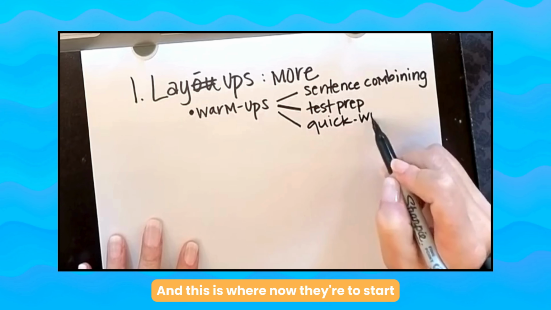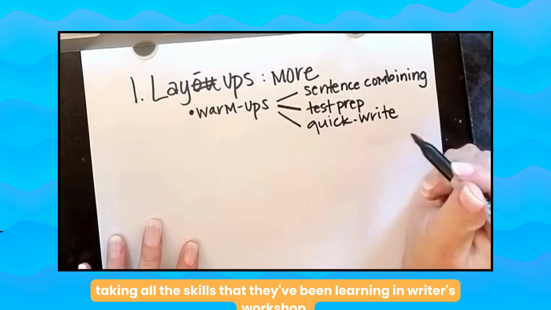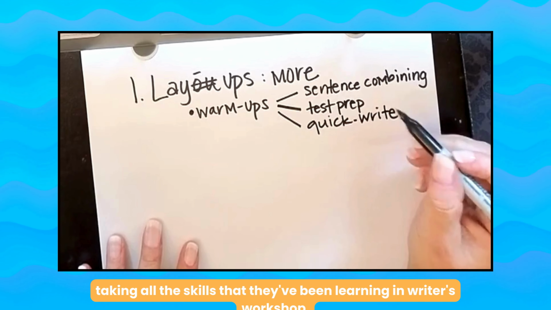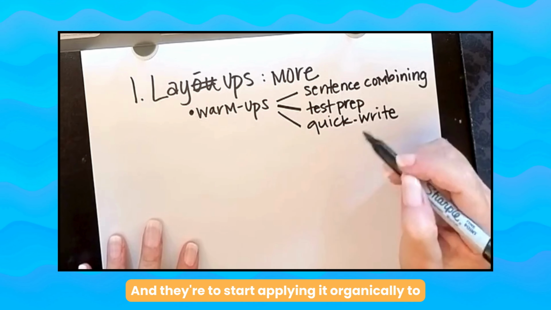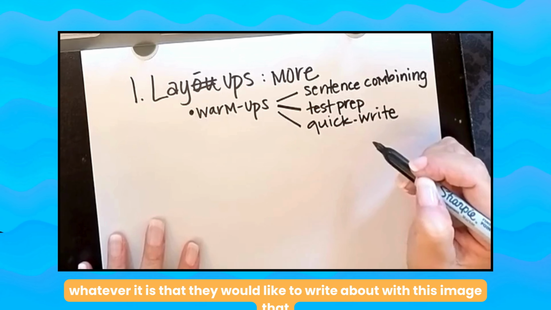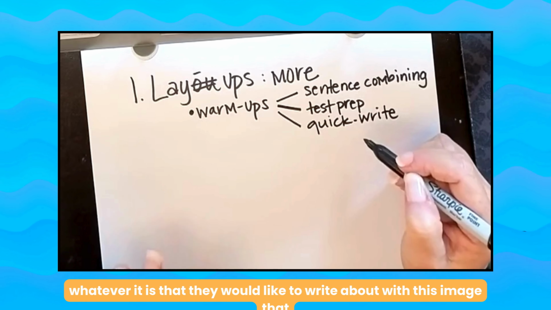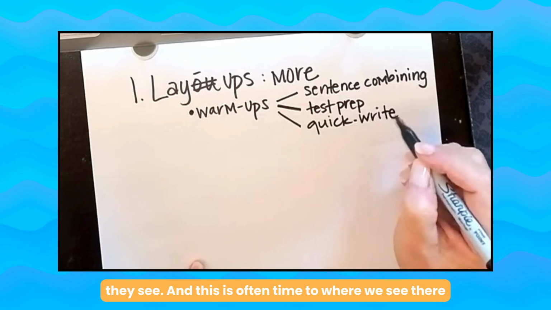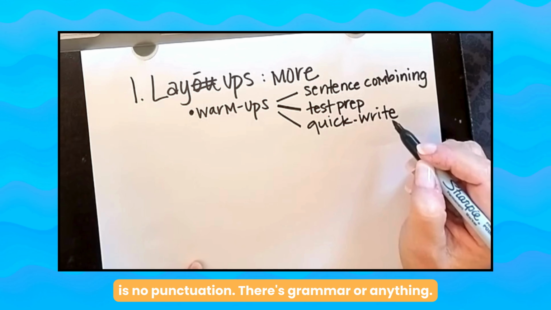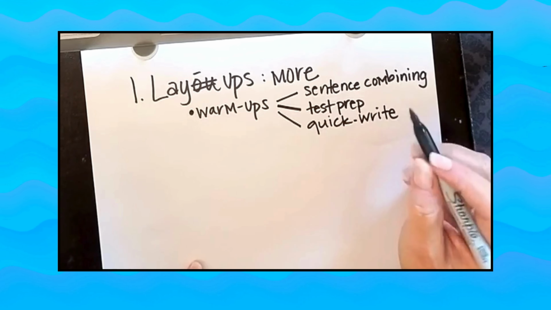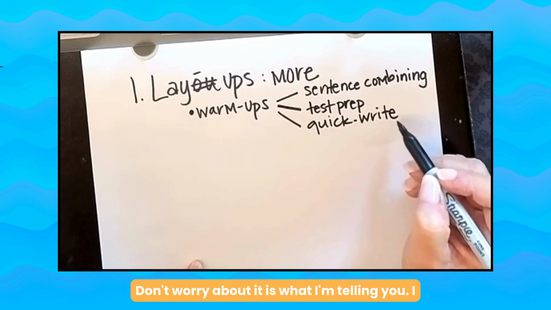And this is where now they're going to start taking all the skills that they've been learning in Writer's Workshop, and they're going to start applying it organically to whatever it is that they would like to write about with this image that they see. And this is oftentimes where we see there is no punctuation, there's no grammar or anything. Don't worry about it, is what I'm telling you.